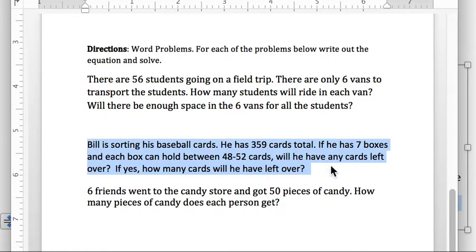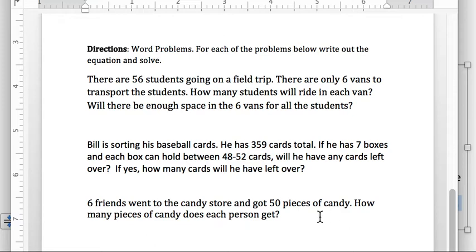Bill is sorting his baseball cards. He has 359 cards total. First, this number is too big, right? We need single-digit values. If he has 7 boxes and each box can hold between 48 and 52 cards, will he have any cards left over? If yes, how many cards will be left over? Again, too complicated. Don't give a range. This actually fits a different kind of problem we're going to get at, but it's not really complete.